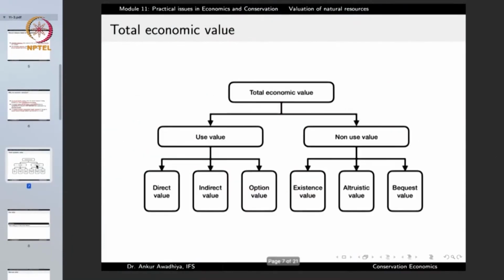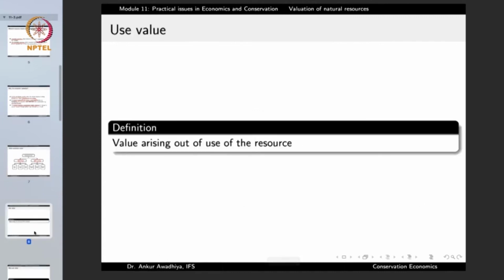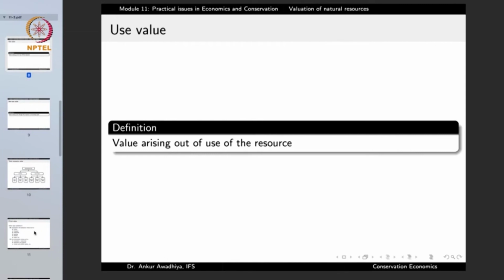Now, in economic valuation, the total economic value of a natural resource is given as the sum of its use value and the non-use value. So total economic value is use value plus non-use value. So what is a use value? Use value is a value that is arising out of the use of a resource. So when you are using the resource, then the value that you are generating because you are using the resource is known as the use value.